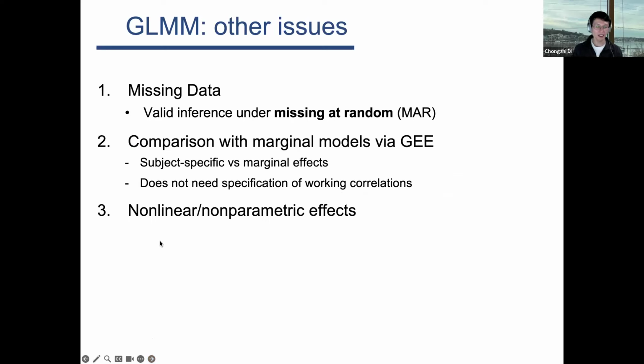Other issues, I think we probably have discussed before. Missing data, they handle missing at random with no problem, as opposed to GEE. GEE really requires a very strong assumption of missing completely at random. And the comparison with marginal models, I think we discussed before.